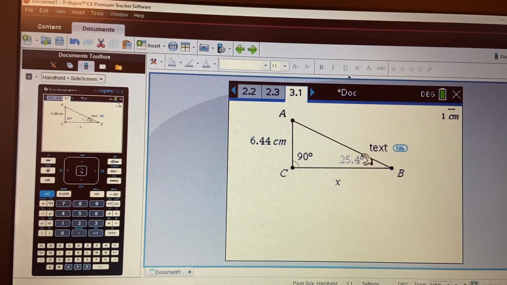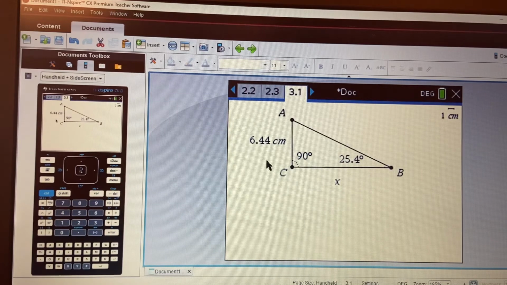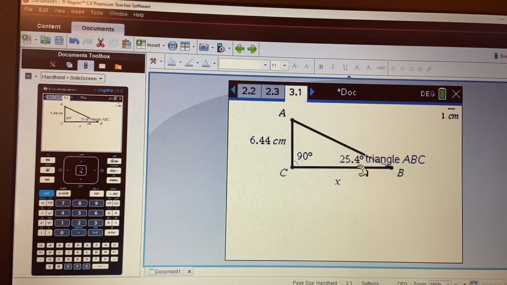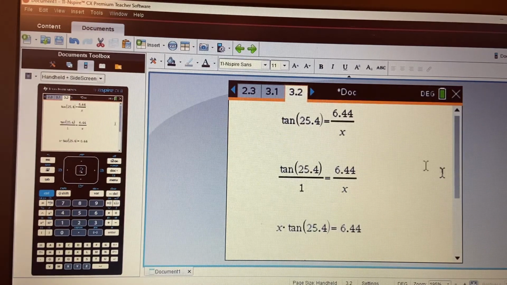We still have angle B, which is 25.4, and we want to know the adjacent leg, and they're giving us the opposite leg. So we're not going to use the hypotenuse at all. So the function that uses both legs is tangent. So our tangent of 25.4 is going to equal our opposite leg over our adjacent leg. So that's going to be the tangent of 25.4 equals 6.44 over x. So here is our equation right here. Tangent of 25.4 equals 6.4 over x.